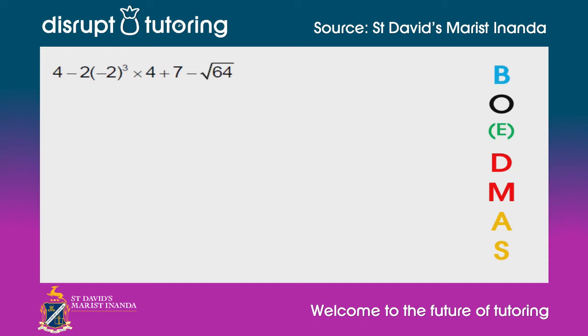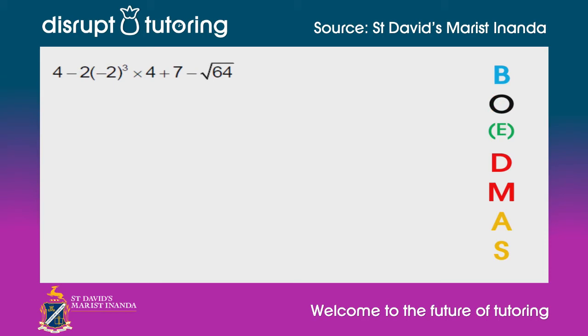Right, so starting with the B, which is brackets, we can see that there is a bracket over here, but it's not quite the bracket that we're supposed to solve first. That bracket is there because we can see there is a cube that's happening in the top. Right, so we're going to move on. There's no bracket, so we move on to O, which is of. There isn't any of, so we can move on to exponents.